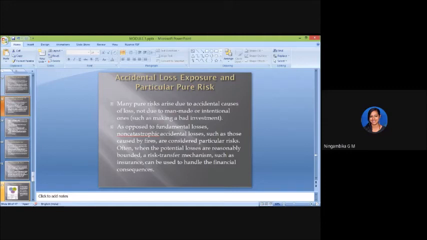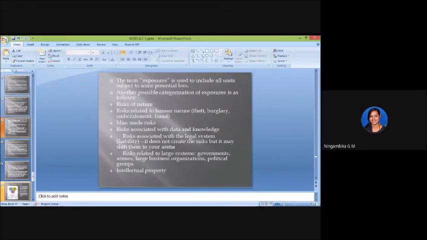Often the potential losses are reasonably bounded. Risk transfer mechanisms such as insurance can be used to handle the financial consequences. So if you have a risk, in order to control it through risk transfer, the best way is the insurance company. Okay. Coming to the next one, this is also called the term exposure, which is man-made, and this is also due to the risk associated with data and knowledge. All these things need to be analyzed.